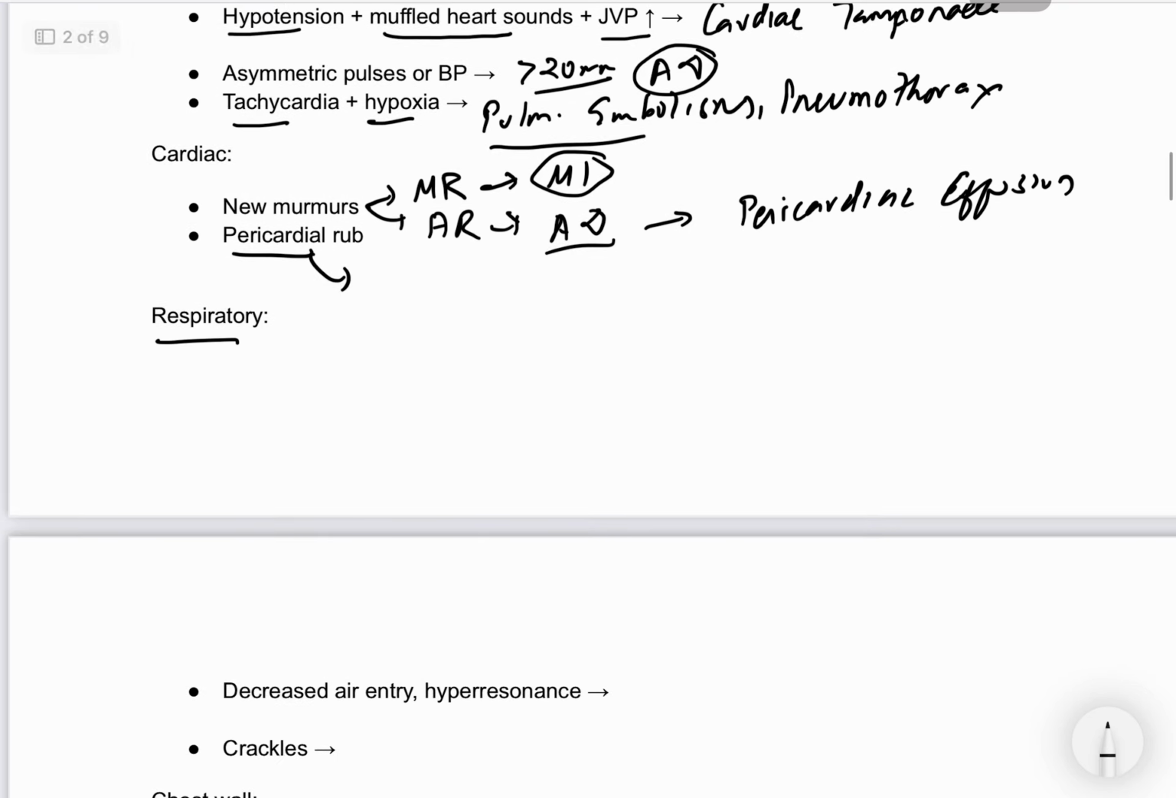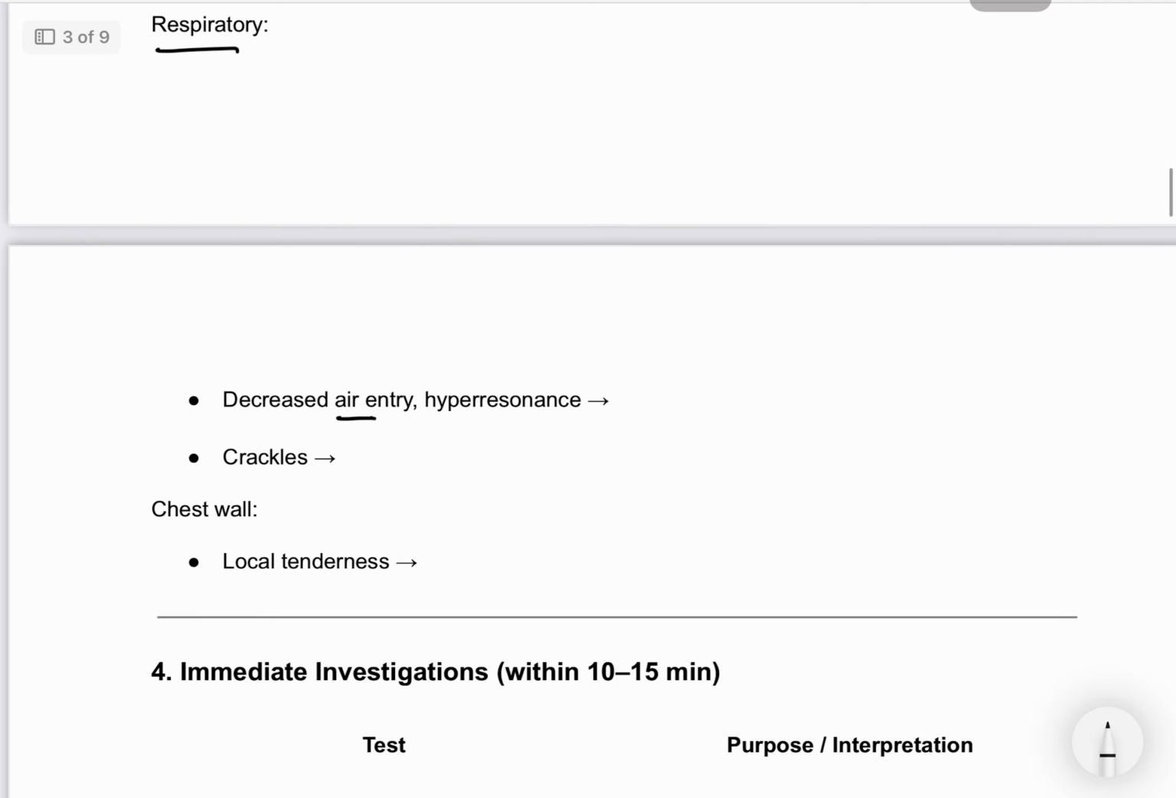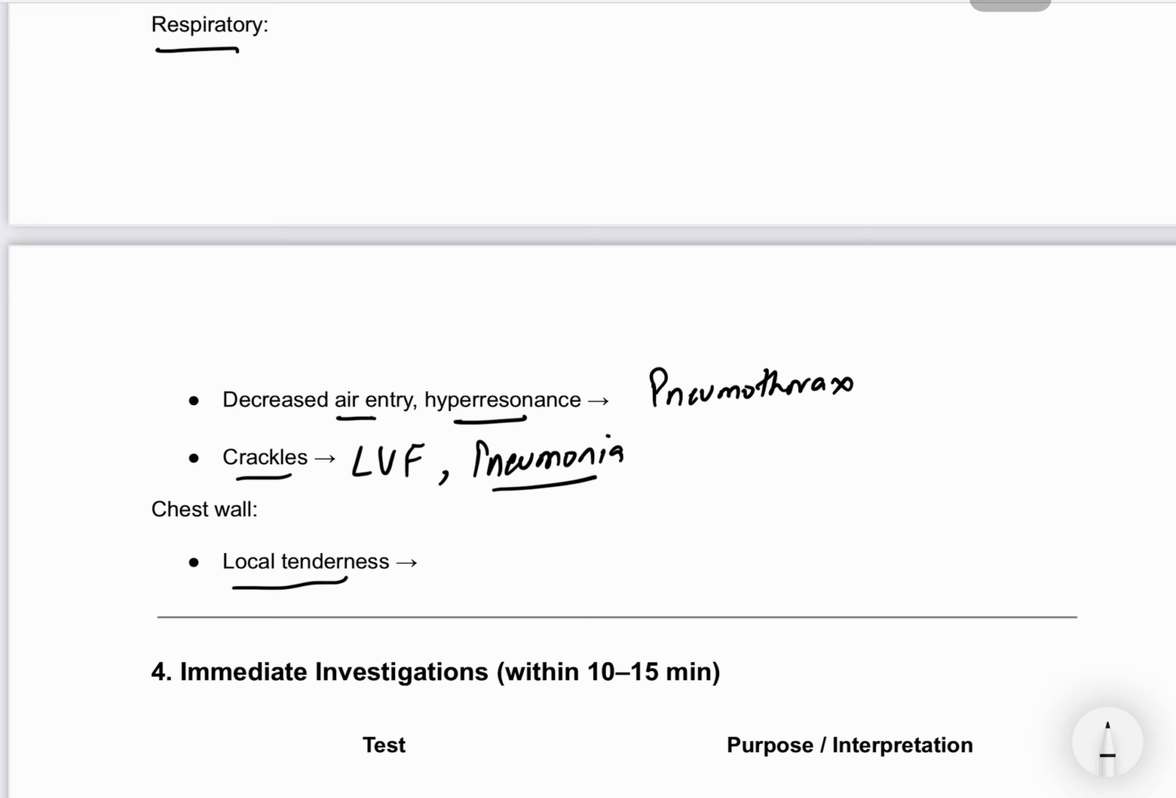Talking about the respiratory system, if there is decreased air entry and hyperresonance, then we must think of pneumothorax. Crackles can be due to left ventricular failure, or pneumonia itself if it's localized. If there is local tenderness, we must think about costochondritis or MSK pain.